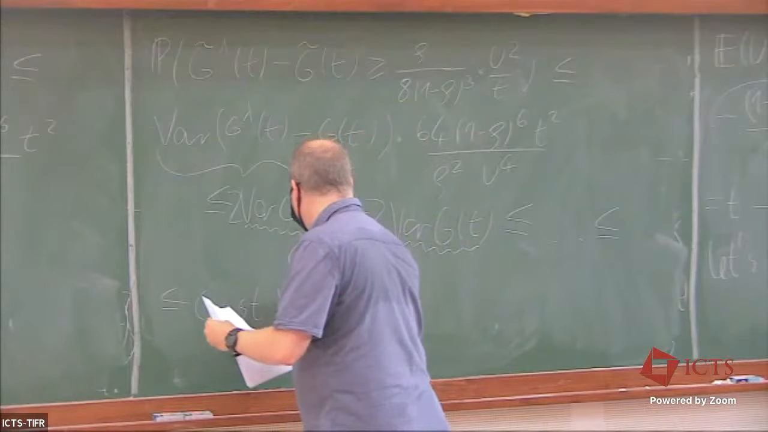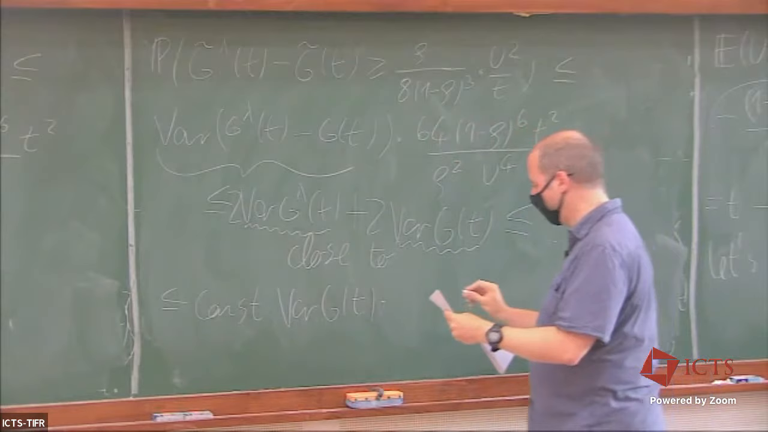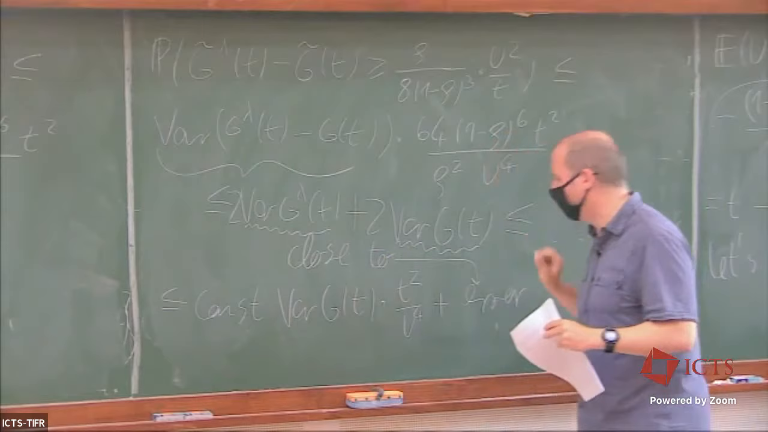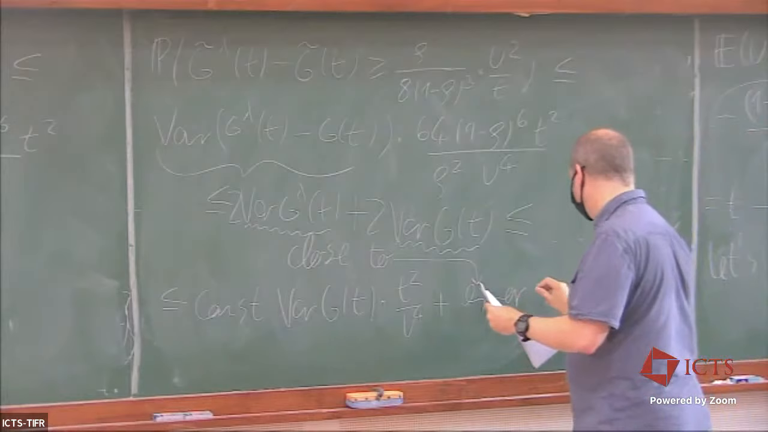Then you're gonna have this T square over U four. And you're gonna have some error term, which comes from the close-to arguments. Okay, again, I can't show you all the details, but that's what you have here.